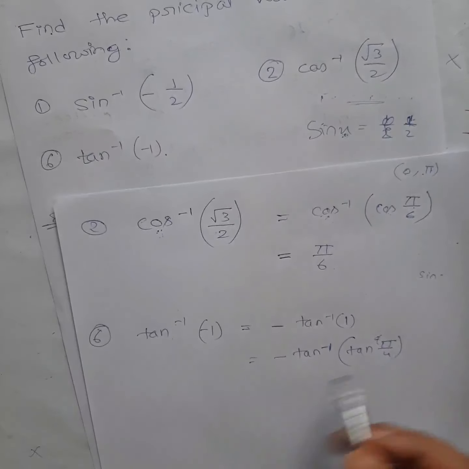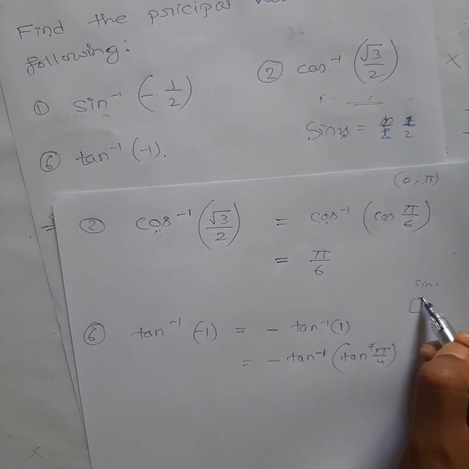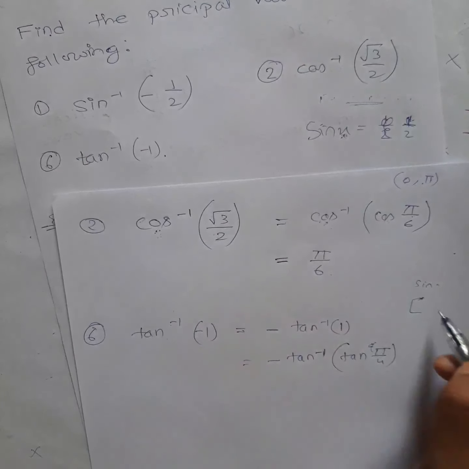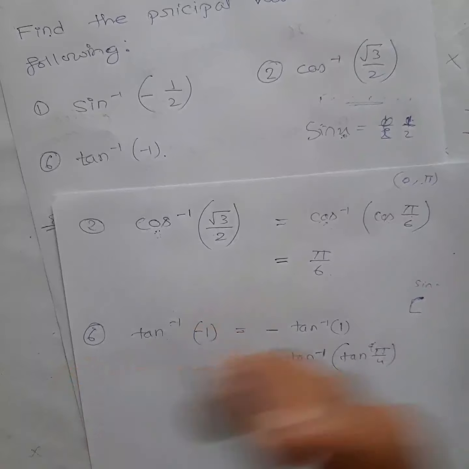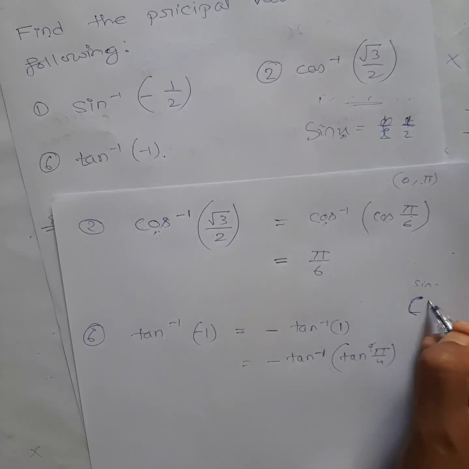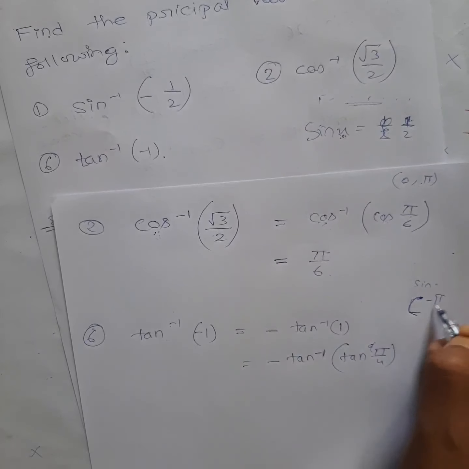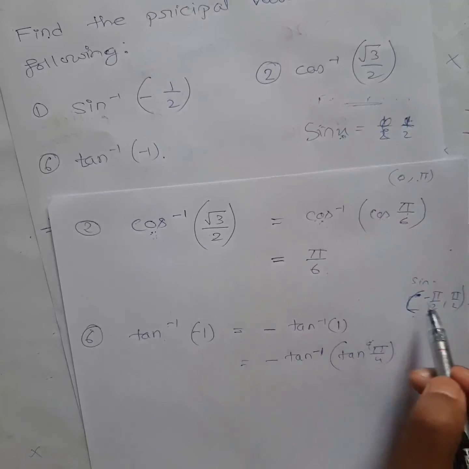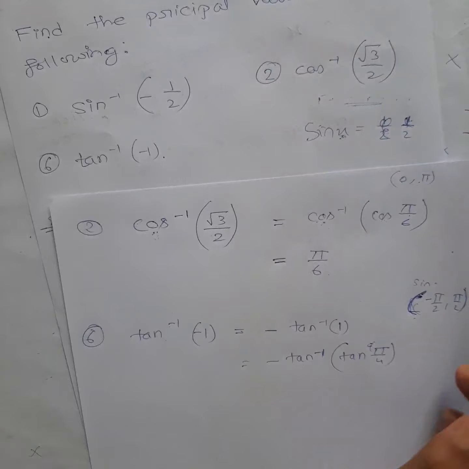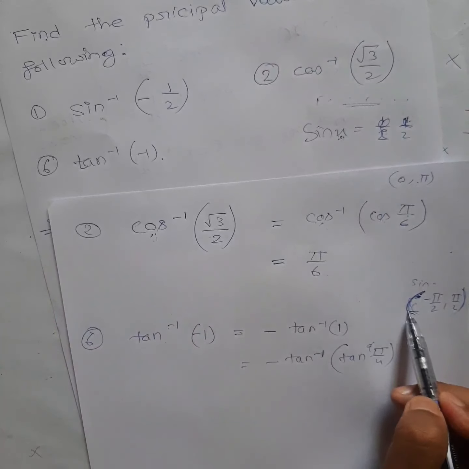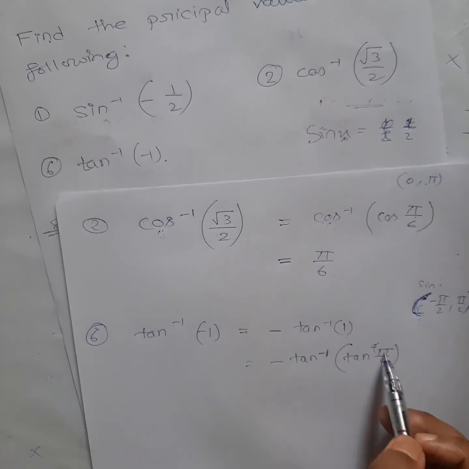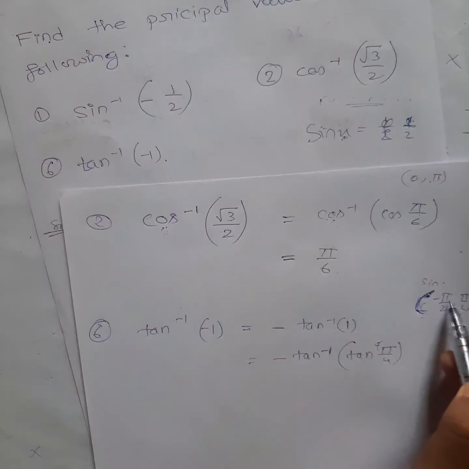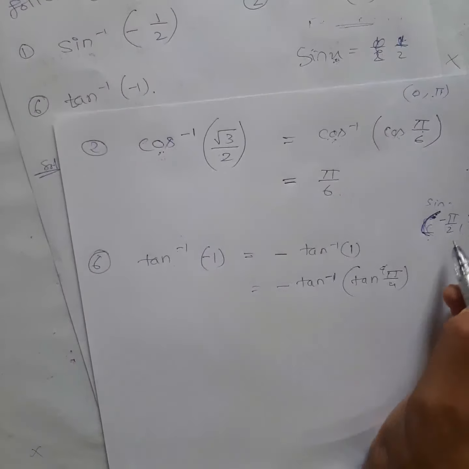Now, pi by 4, you see whether it lies in the range of tan inverse or not. When you find the range, this is the family of sine. Sine inverse range was minus pi by 2 to pi by 2, right? But for tan inverse it will be an open interval, whereas for sine inverse it was closed. You can see 45 degrees lies between minus 90 and 90 degrees, right? Yes. So this is your principal value.